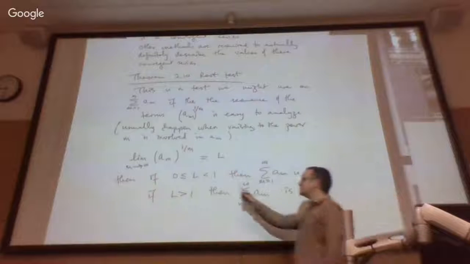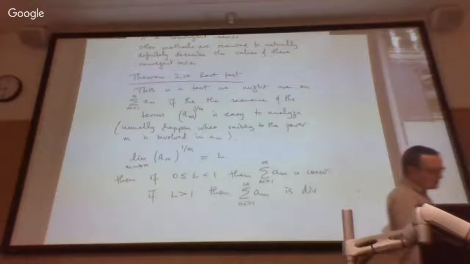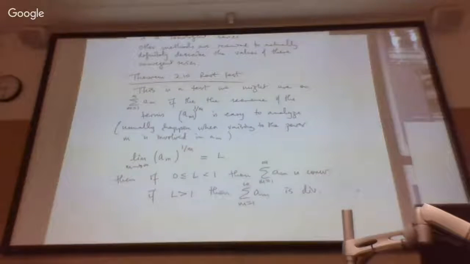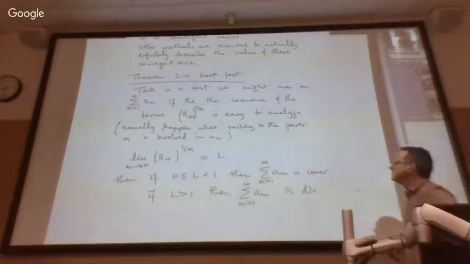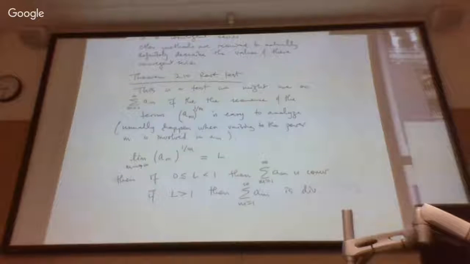Again, the case L equals 1 is a borderline case where we don't get a conclusion. The test is inconclusive if this limit L is equal to 1. Now, the explanation for this is again based on a comparison with the geometric series.